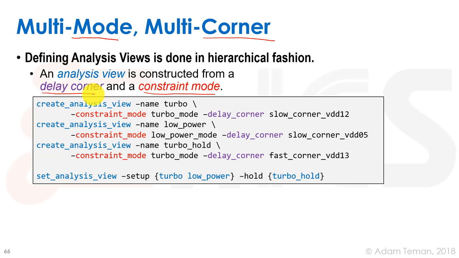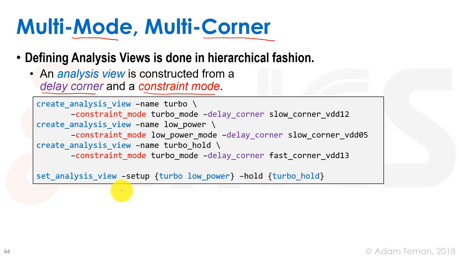That's one of the constraint modes that we will make in a minute. Minus delay corner slow corner VDD 1.2 volts. And we do that again for low power and for turbo hold, assuming that we already have all these constraint modes and delay corners. Okay, then we can say set analysis view. Which analysis views do we want to check? Minus setup, we want to check setup on turbo mode and on low power mode, and hold, we only want to check on turbo hold mode.